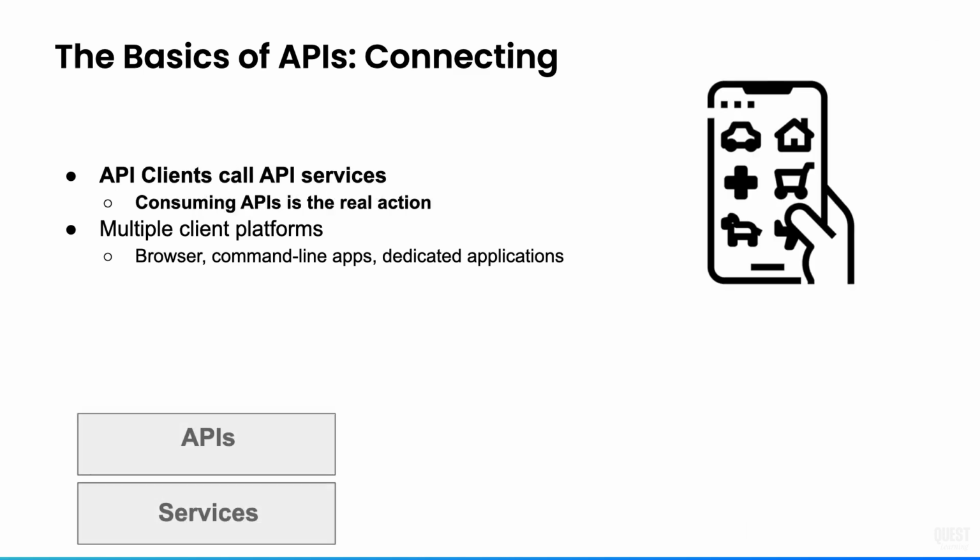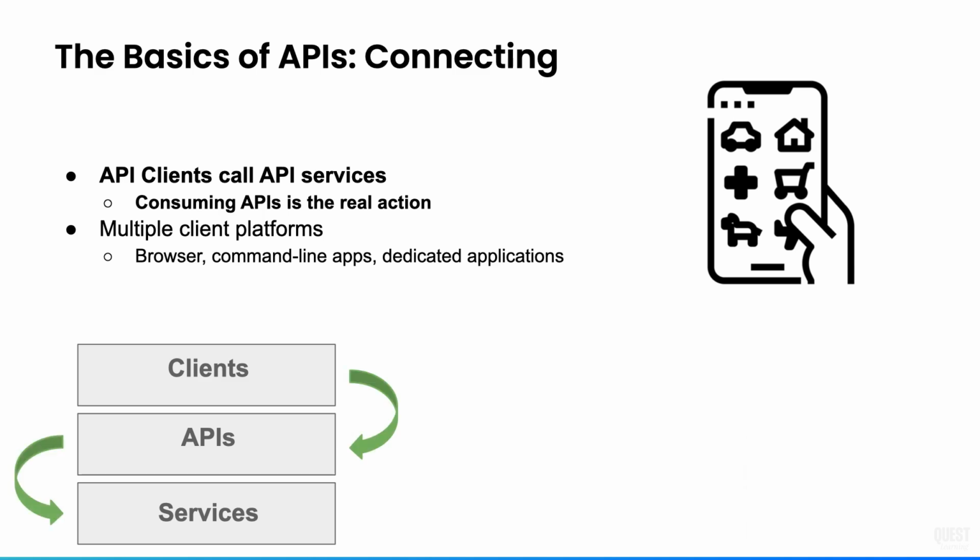So the first thing we want to talk about is API clients and the API services that they call. Consuming APIs is the real game, the real action here. We know about the stack of services and APIs. Now we need to add clients to the stack, because clients are where it all happens. Clients call APIs, and it's the APIs that call services. So it's really important to keep that in mind.